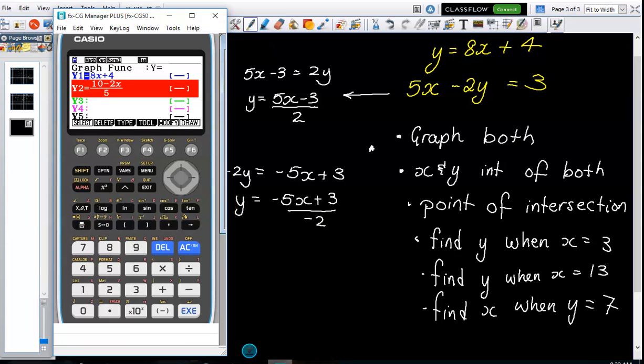So I'm going to pop it in. 5x take 3 over 2. I'll put the next one in, minus 5x plus 3 over 2. And if some of you are a little bit worried about rearranging, you're not sure if you did it right, here's an option. You can use your graphics calculator to type them in, and if you get the exact same line, as you'll see in a minute, you're right. If you don't, go back and have a look.